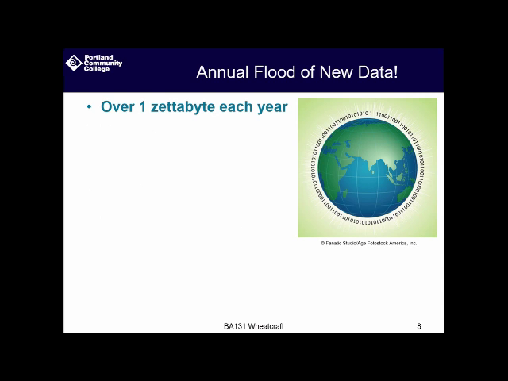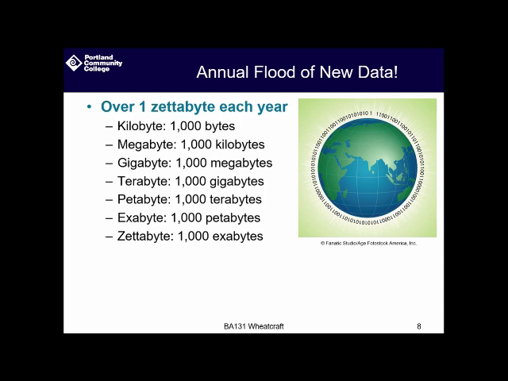The estimate, and I have no clue on how anyone calculated this to come up with this, but somebody made an estimate that over 1 zettabyte of new data is created each year. And so the first question is, what the heck is a zettabyte? Well, you can see here we start with a kilobyte as 1,000, and a byte is pretty much the smallest form of useful information. Megabyte is 1,000.